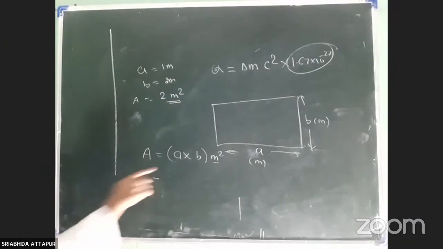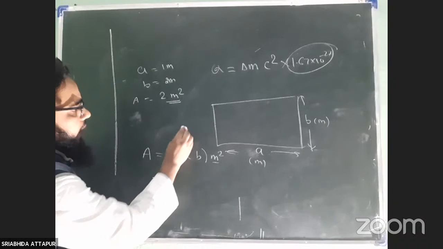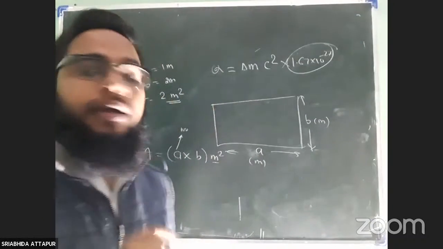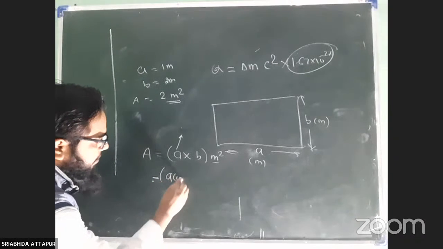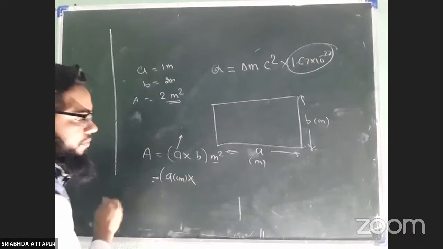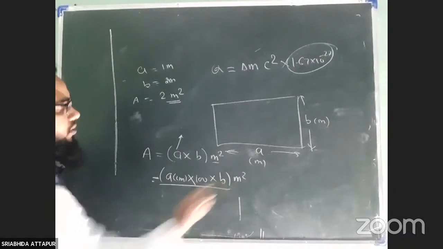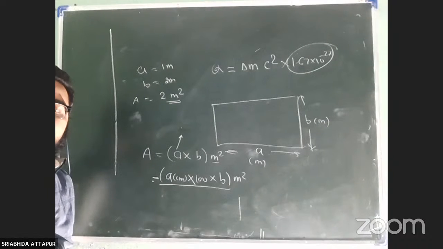But if I say A should be in centimeter, but that value should not change, then what can I do? I will write A in centimeter into 100 into B in meter square. You did not get what I did? Okay, I think you got what I want to say.